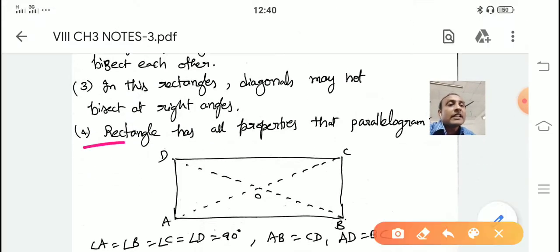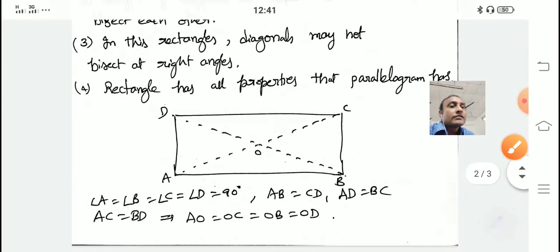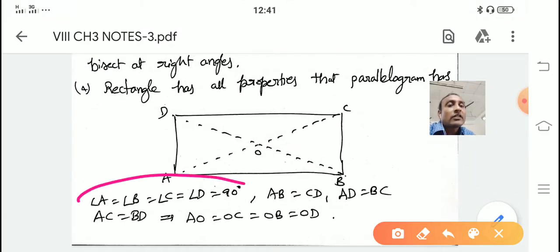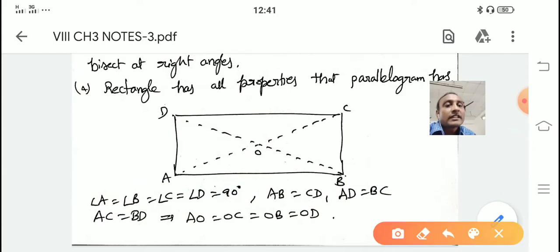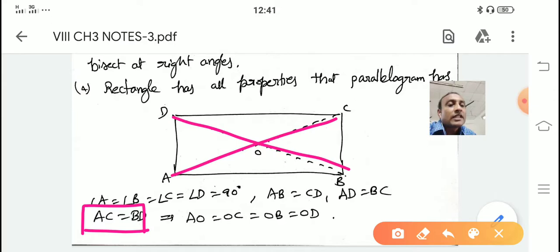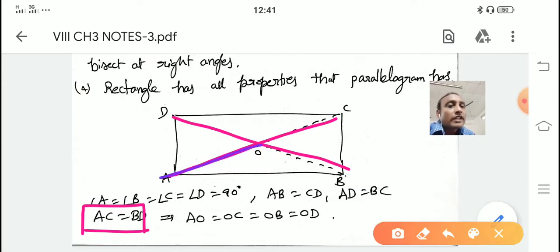And the rectangle has all the properties that the parallelogram has. Okay. Now in the rectangle all 4 angles are equal to 90 degrees, opposite sides are equal, AB is equal to CD, AD is equal to BC, and in the rectangle diagonals are equal, AC is equal to BD, and since diagonals are equal, OA is equal to OC is equal to OD is equal to OB, all the segments are equal.